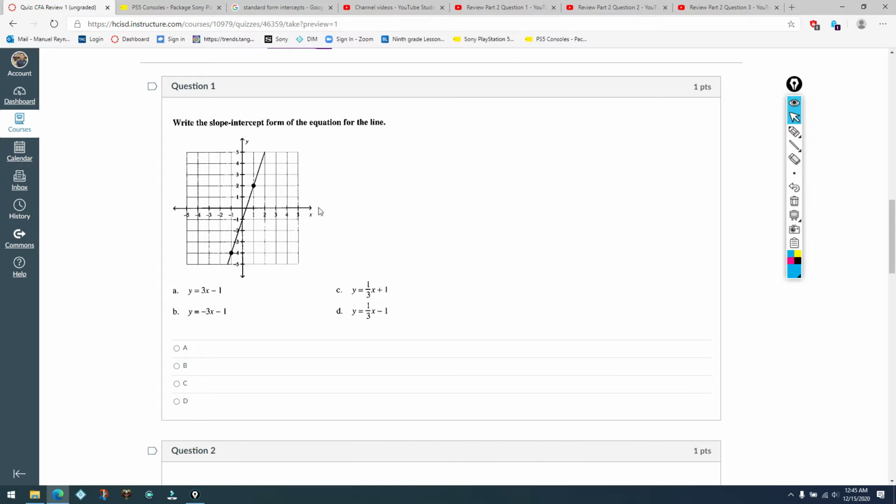Alright, so for number one, we're trying to find the slope-intercept form of the equation to the line. So I have y equals mx plus b. Now, when it comes to finding the equation of a line in slope-intercept form, the easiest thing to find is going to be your b, the last part of your equation, which is the y-intercept, right? The y-intercept just stands for where the graph crosses the y-axis.